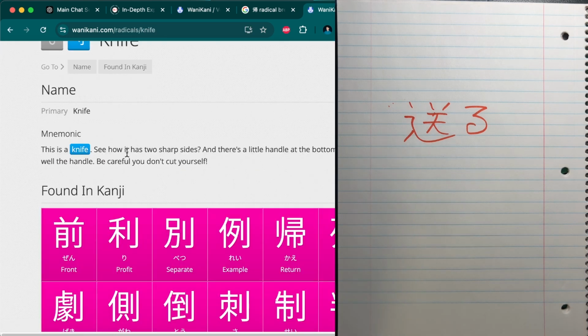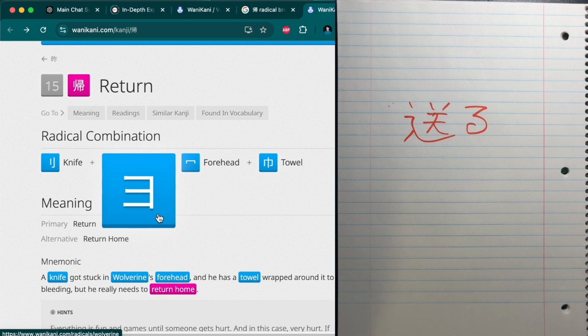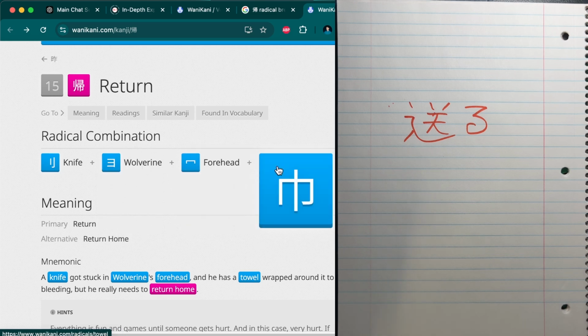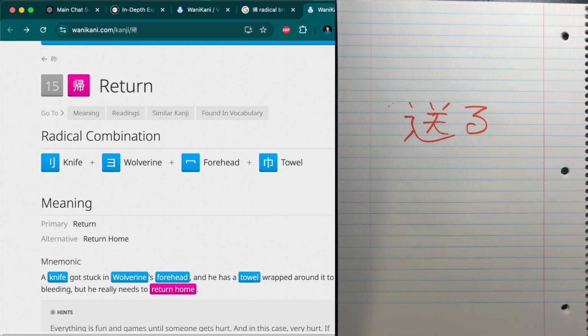It sort of looks more like a saw to me. Wolverine, radical, forehead, and then towel. I can sort of see that. Yeah, it's like a towel hanging. Okay, I think I got it.